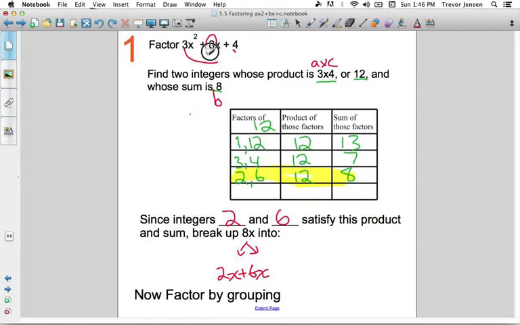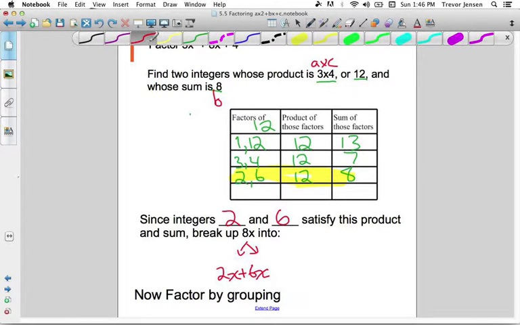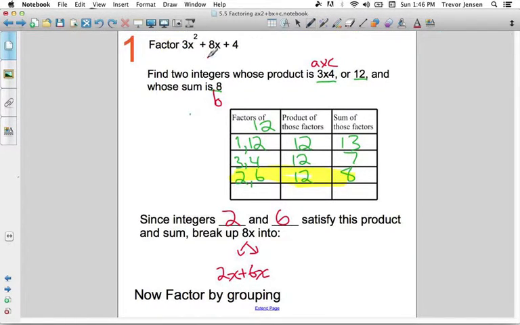So in our original expression, we're actually going to break up the middle term into 2x plus 6x. And we're allowed to do that because 2x plus 6x equals 8x, so that's equivalent. Those two things are equivalent, that's why we're allowed to do that. So after we break up the middle term into those two, we're now going to be able to factor this quadratic by grouping. So hopefully you remember from previous sections in this chapter how to factor by grouping.